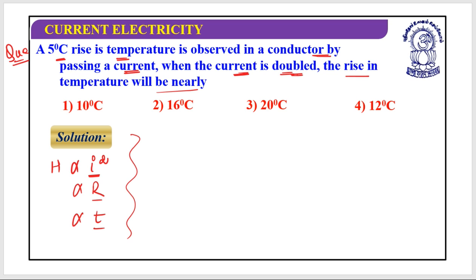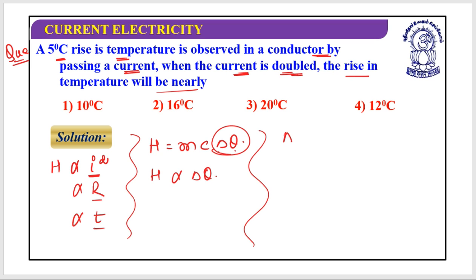Same way, can I write like this? Q or H is the energy, which equals M into C into delta theta. They just want us to focus on delta theta, so I can write that H is directly proportional to delta theta. Now what I understood is that delta theta is directly proportional to I square. So delta theta 1 divided by delta theta 2 equals I1 square divided by I2 square.